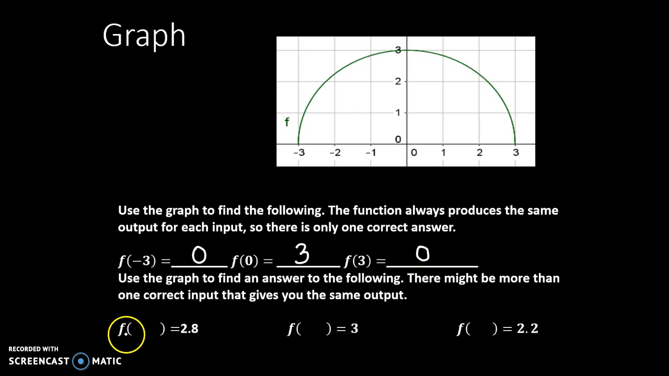If I want to know the input if the output is 2.8, it looks like there are two different inputs that give me 2.8. It looks like f of 1 would work, or f of -1 also equals 2.8. There's only one input that gives me an output of 3, because the y-coordinate is only 3 one time, so that would be f of 0. And then there are 2 different inputs that give me an output of 2.2. It looks like f of 2 gives us 2.2, and f of -2 also gives us 2.2.